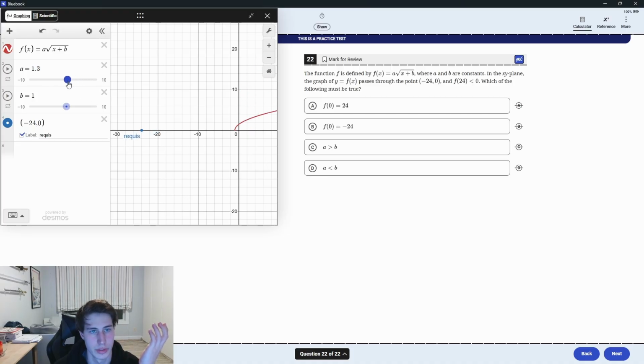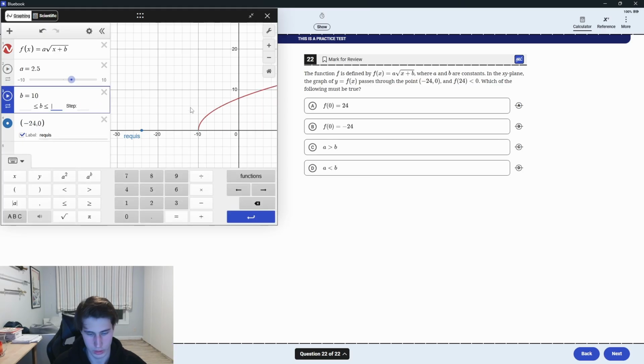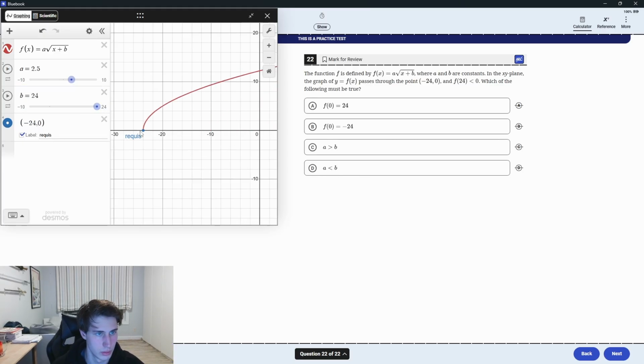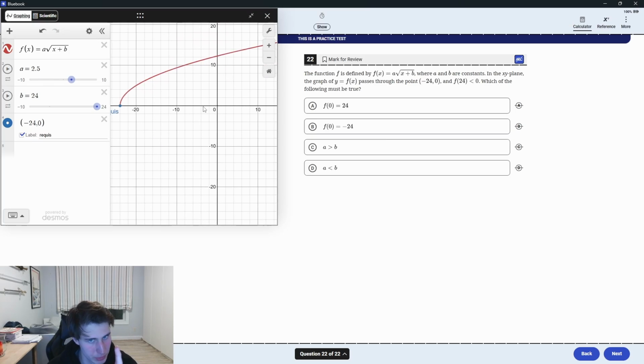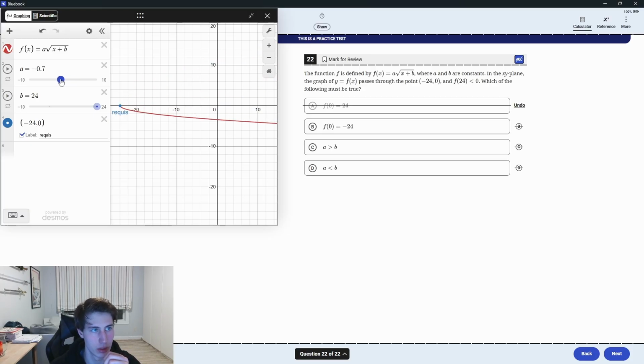So let's play with our sliders and see how we can get onto the point. So playing with our b slider moves it left and right. So we can set this equal to 24, and that will perfectly line up with our point. But now we're given one more piece of information. So we know a is not 24, because when x equals 0, y is not 24. And when f(24), so when x is 24, the value of y has to be less than 0. So in this case, our a value is going to be negative.